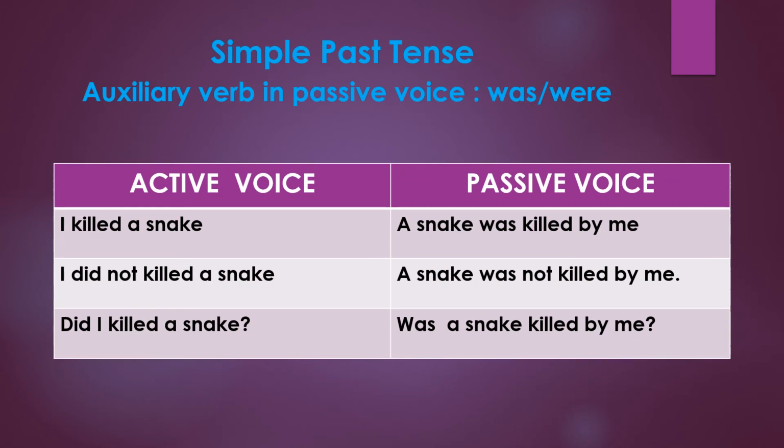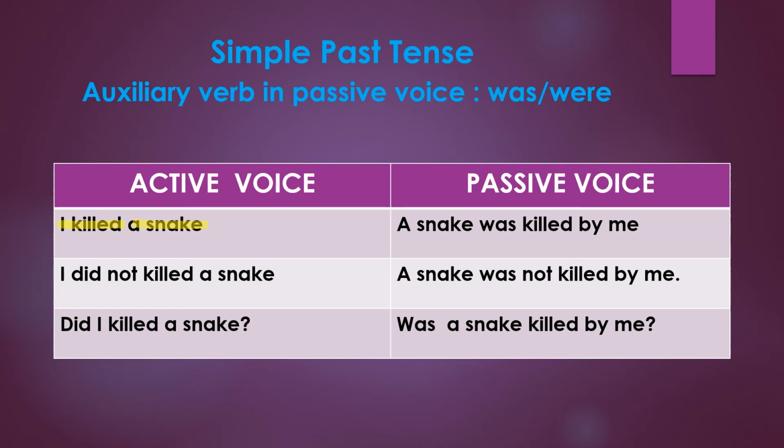Here, I killed a snake. So this is simple past tense. How did we come to know that it is a simple past tense? Because we are very much aware of the structure of the simple past tense, that is subject plus second form of verb, then object, and it is there in this sentence. So we know that this is simple past tense.